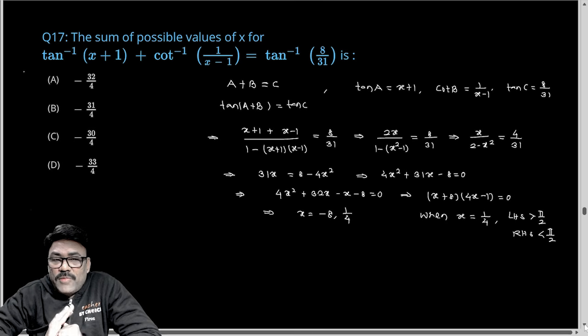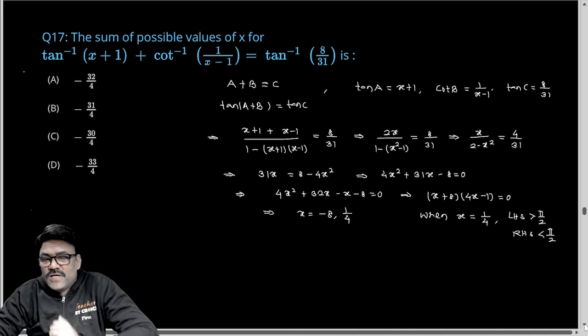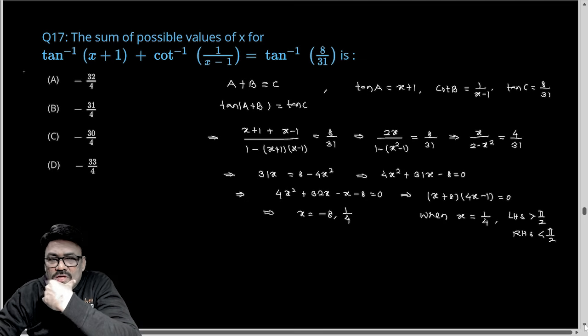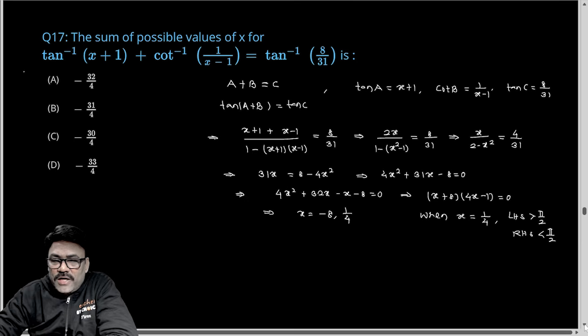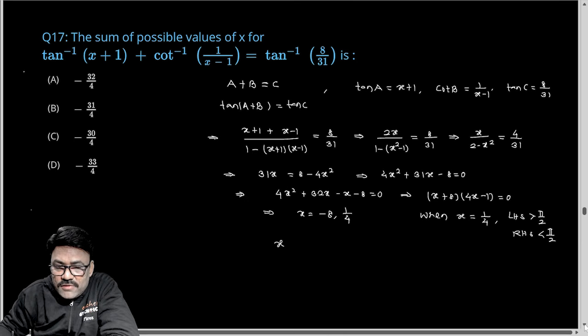So hence x is equal to minus 8 is the only possibility. If you take x is equal to minus 8, then this cot inverse is again negative, second quadrant, and tan inverse is negative. So then the net value will be in the first quadrant. So actually x is equal to minus 8 is the only solution.